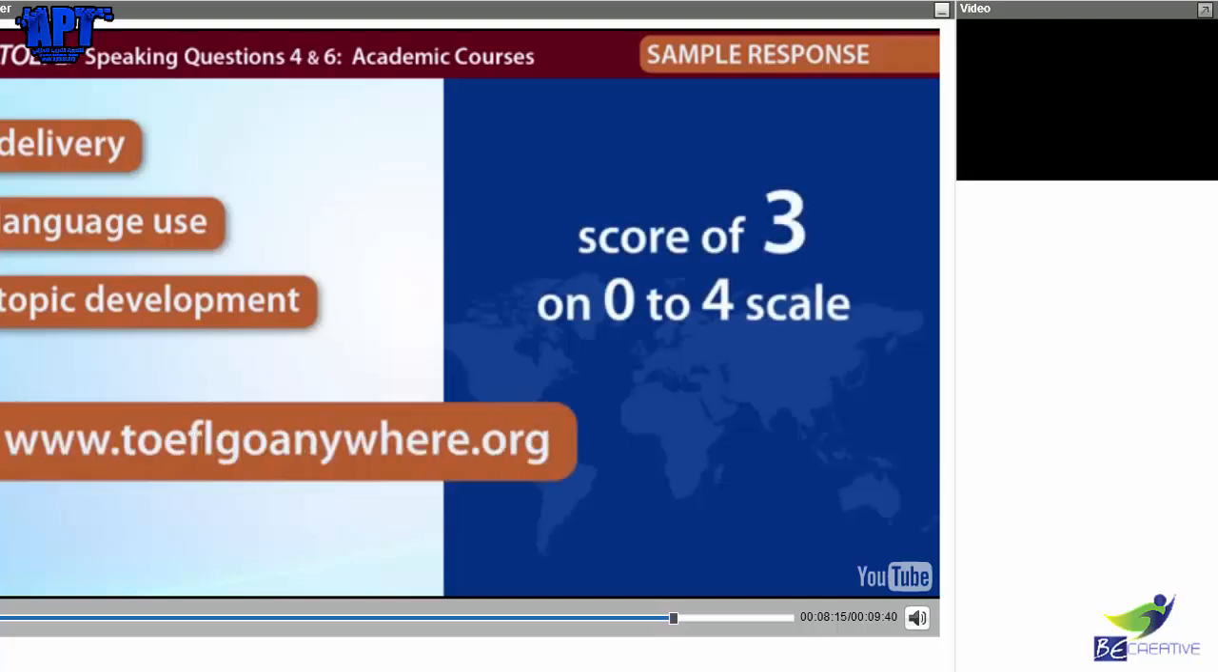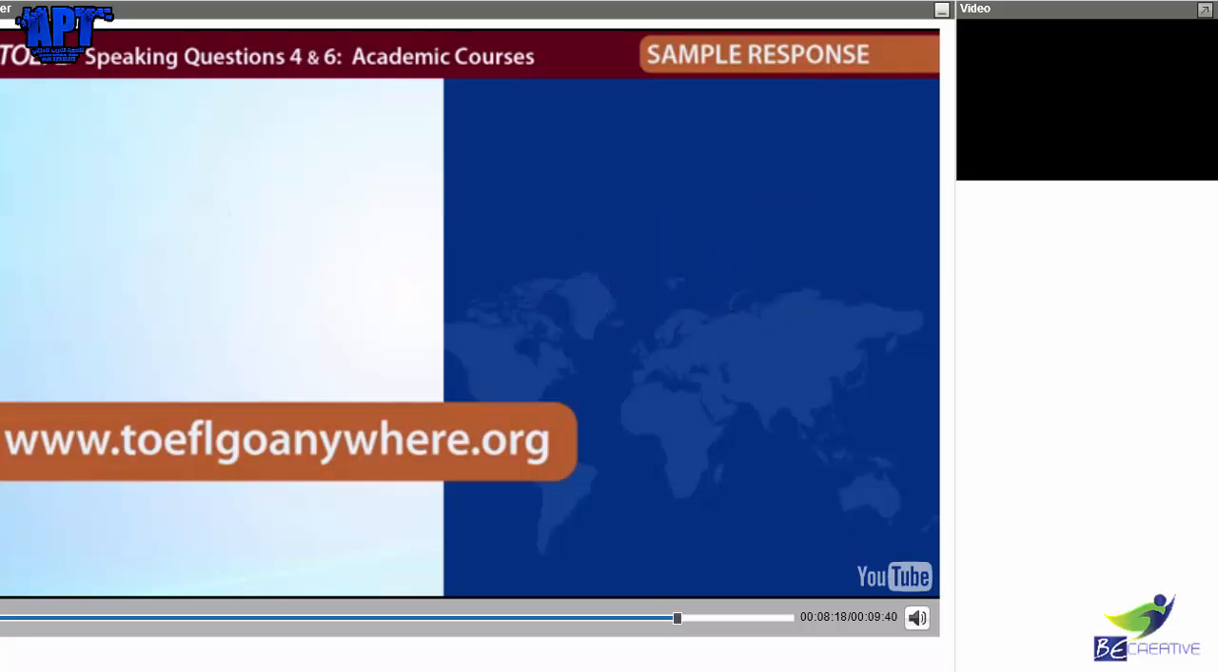For more details about how the integrated speaking responses are scored, see the speaking scoring guides on the TOEFL website.